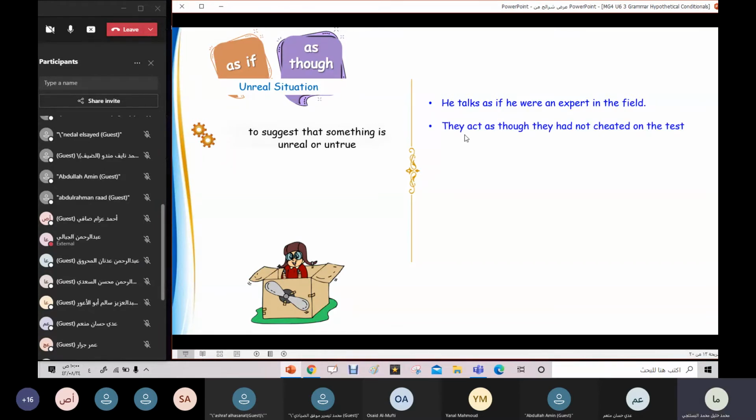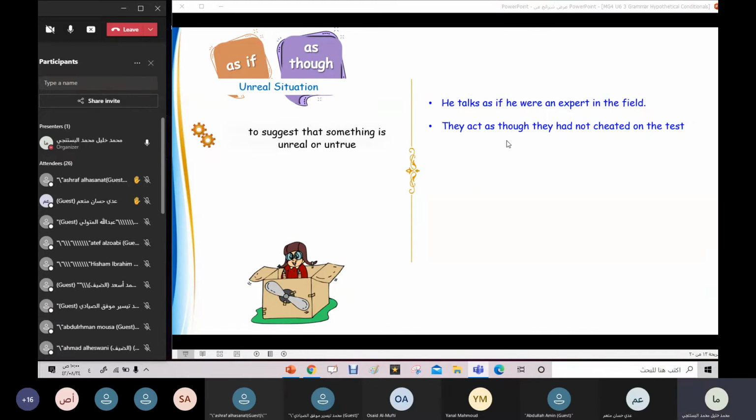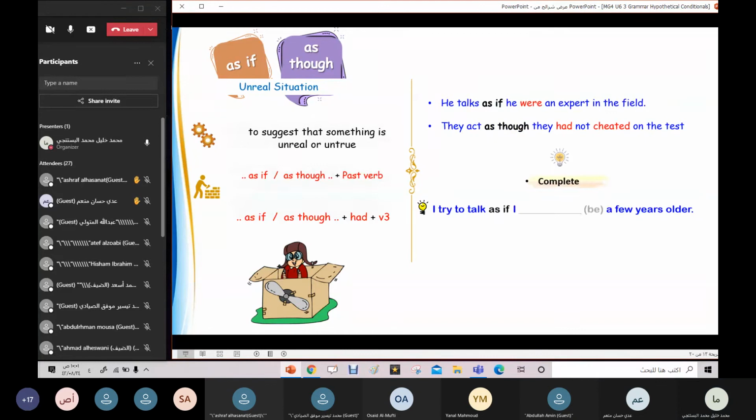Look at the second sentence. Who can read? They act as though they hadn't cheated on the test. Look here: hadn't cheated, had cheated. Here we have past perfect. They act as though they hadn't cheated on the test. As if or as though, followed by past verb. Sometimes they are followed by past perfect, had plus verb 3.